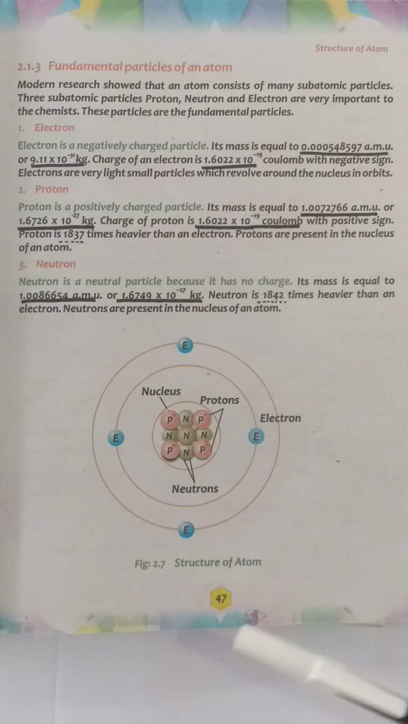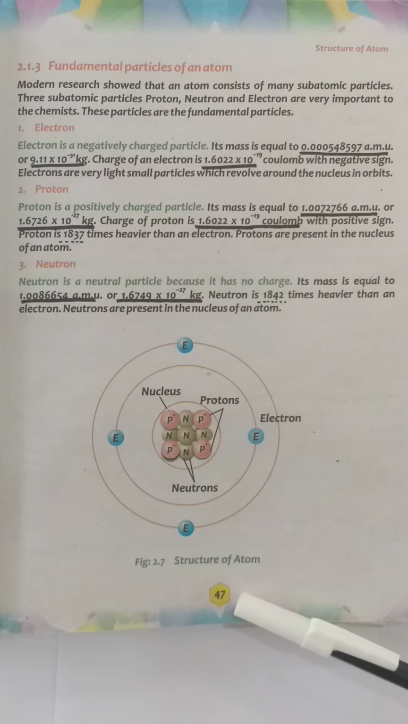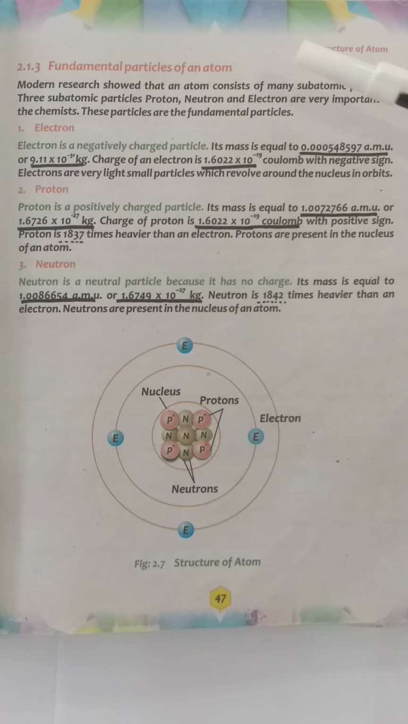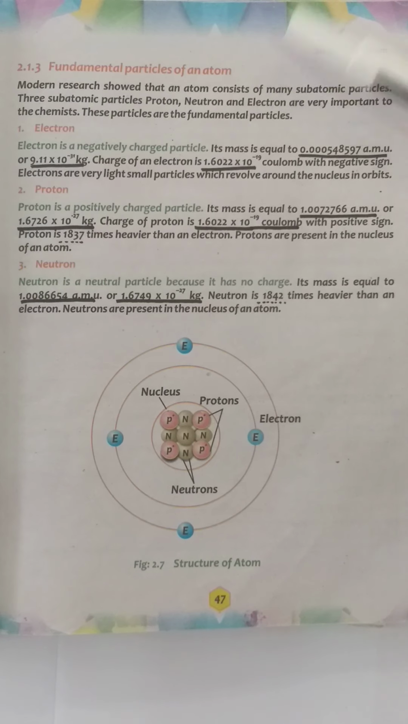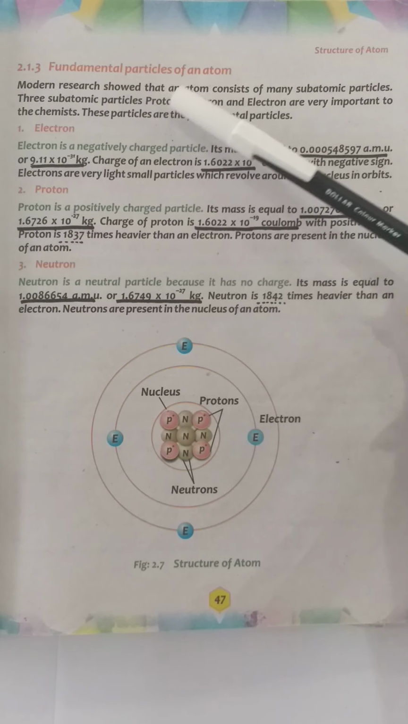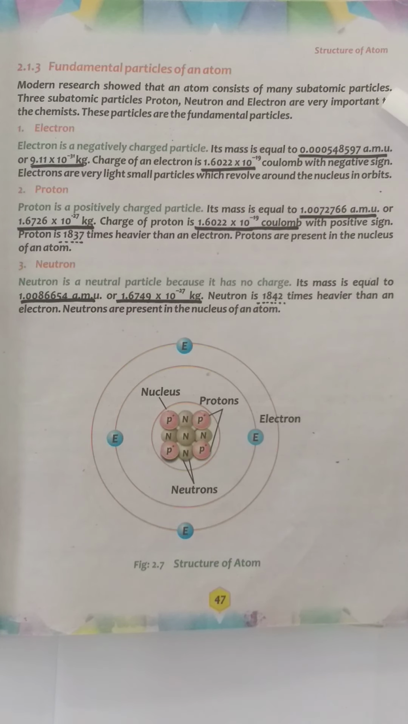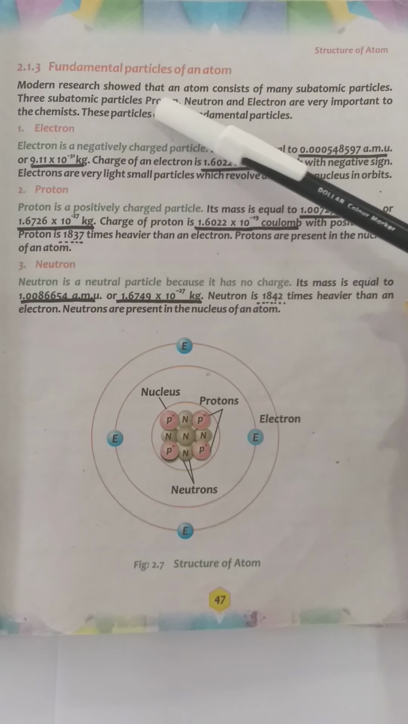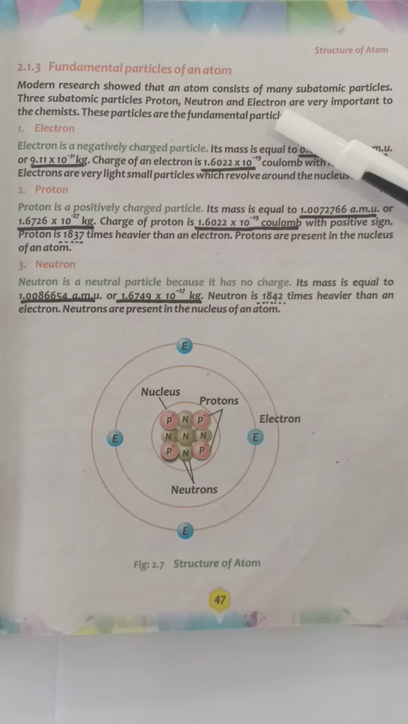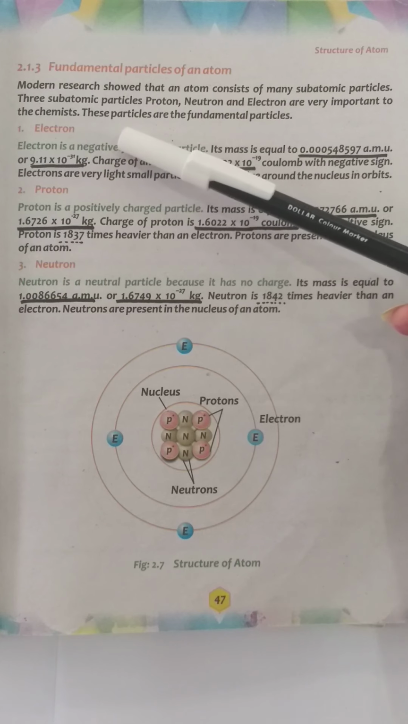Now let's move on to the next page, that is page number 47. Here we have fundamental particles of an atom. Modern research showed that an atom consists of many subatomic particles. Three subatomic particles, proton, neutron and electron, are very important to the chemists.